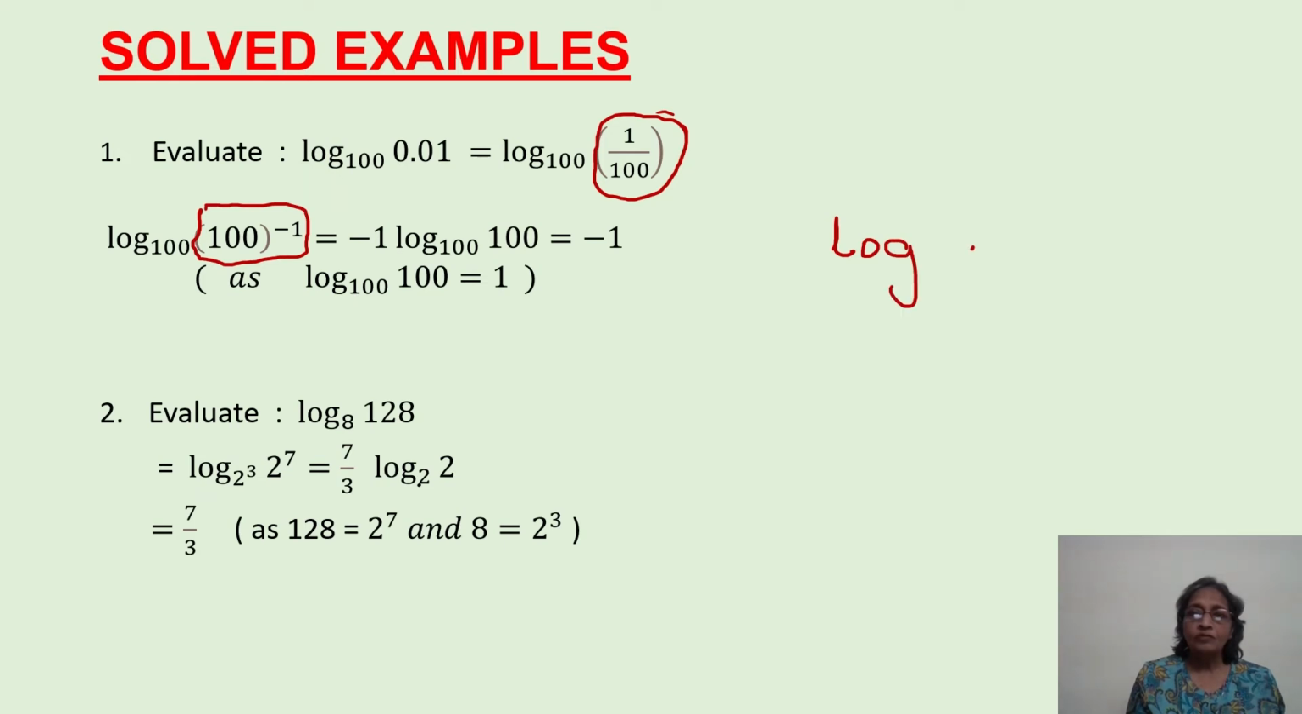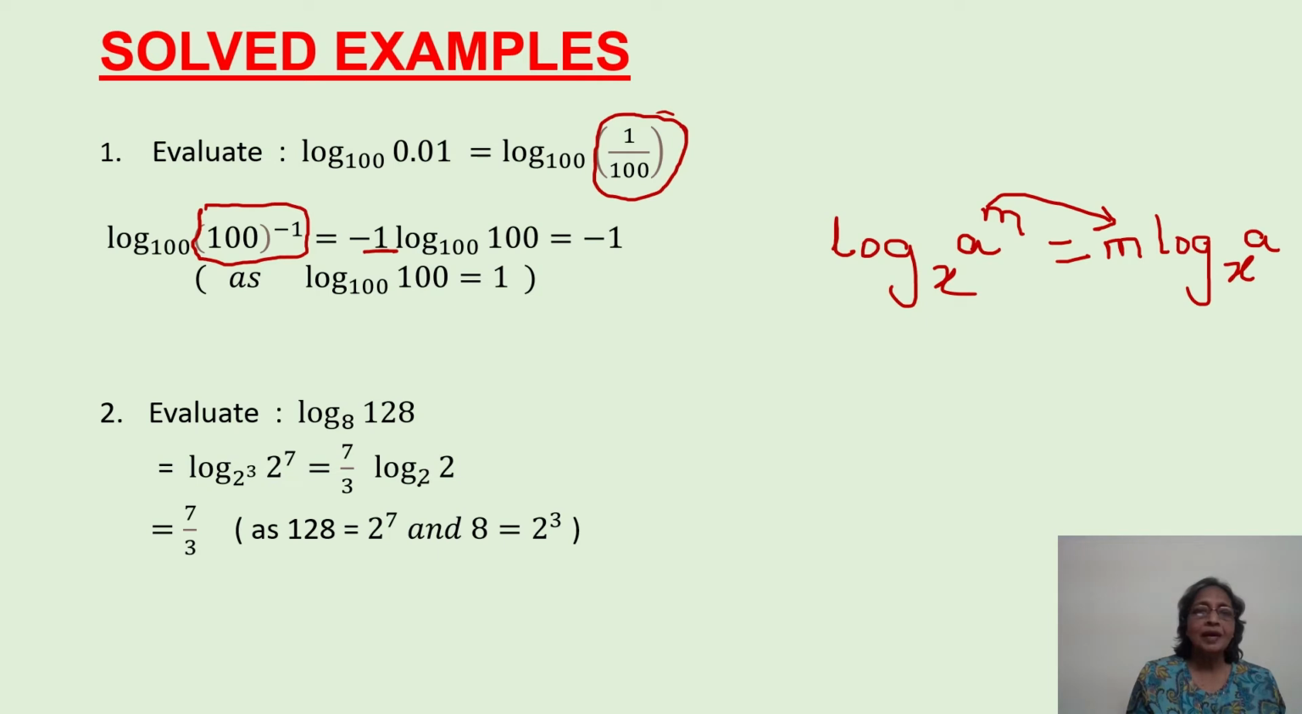Log of any number raised to, say, m, to the base x is going to be equal to m log a to the base x. So what happens is this m has come here. Likewise, what will happen over here? This -1 will come here.